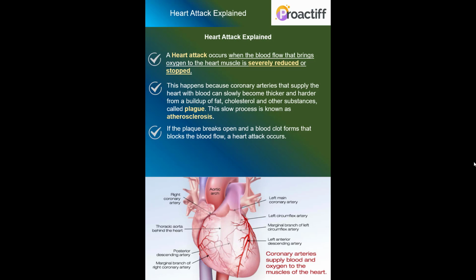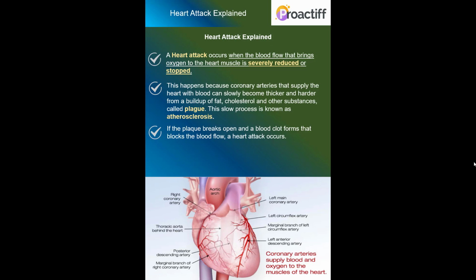The more the arteries choke due to the blockade, the more that essentially leads to the heart attack scenario. If the plaque breaks open and a blood clot forms, that blocks the blood flow in the artery, depending on how narrow it is. Again, this results in a heart attack as well. So this gives a perspective of the different scenarios in which a heart attack can occur.